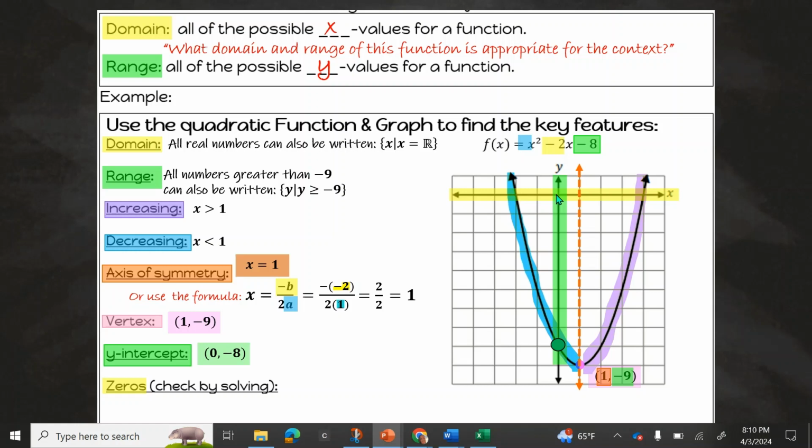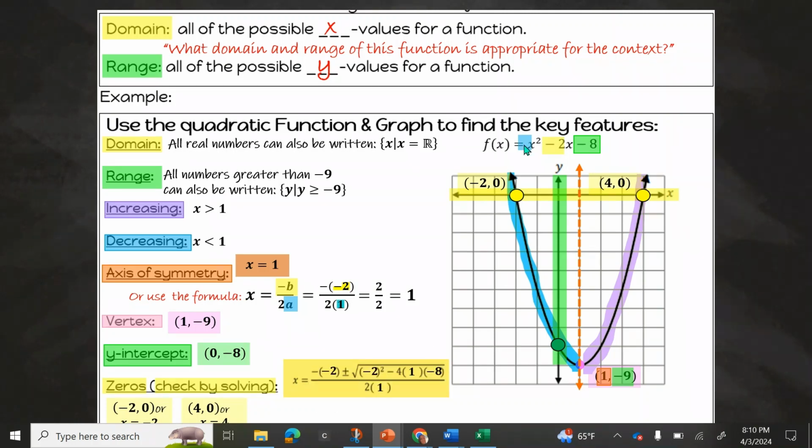Okay, this is our x-axis, so that's when x is equal to 0, -1, -2. And then we also have an x value over here, 1, 2, 3, 4. So that's (4, 0). But then we can check our math by plugging this function into the quadratic formula and simplify.